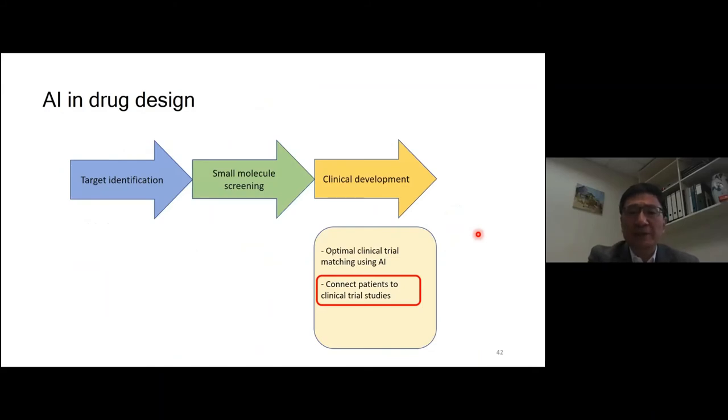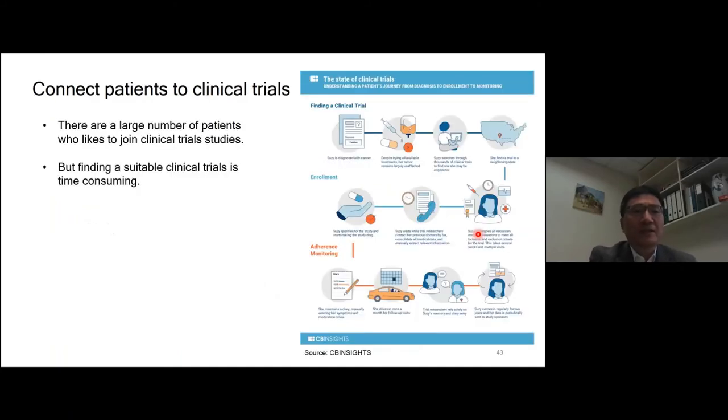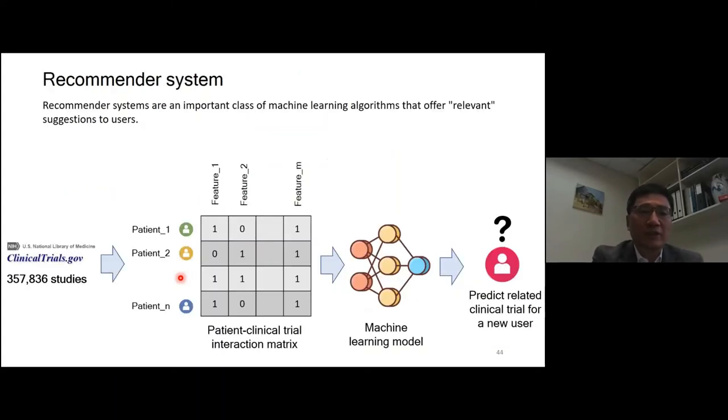And then we can connect the patient to the clinical trial studies. There are a large number of patients who would like to join clinical trial studies, but finding a suitable clinical trial is very time consuming. You need to find the clinical trial, enrollment, and adherence monitoring, as I showed you in this diagram. This is again very time consuming. So using AI, you can speed up the process dramatically, and of course make the drug available in a much shorter time compared with previous approaches.